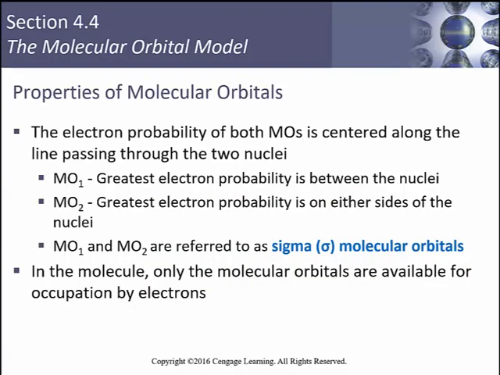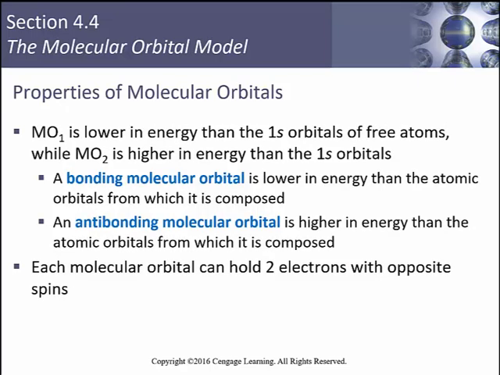The electron probability of both molecular orbitals is centered along the line passing through the two nuclei. MO1 has the greatest electron probability between the two nuclei. On MO2, the greatest electron probability is on either side of the nuclei. MO1 and MO2 are referred to as the sigma molecular orbitals. In the molecule, these are the only molecular orbitals available for occupation by electrons. So MO1 is lower in energy than the 1s orbitals of the free atoms, while MO2 is going to be higher in energy than the 1s orbitals.